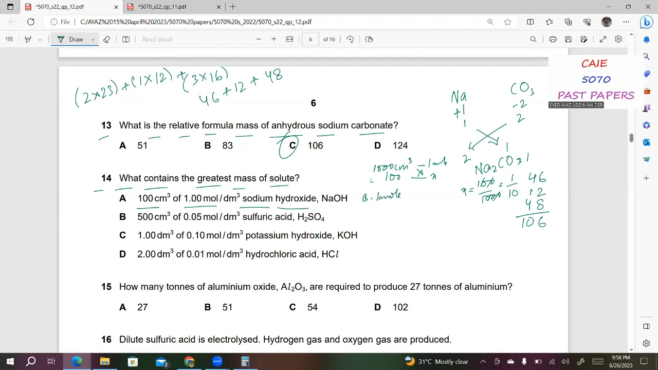So you have to multiply 0.1 mole with the Mr of sodium hydroxide. Mr of sodium hydroxide, NaOH, is 23 plus 16 plus 1, we will get 40. 40 multiplied by 0.1, we will get 4 grams. So here we have 4 grams.